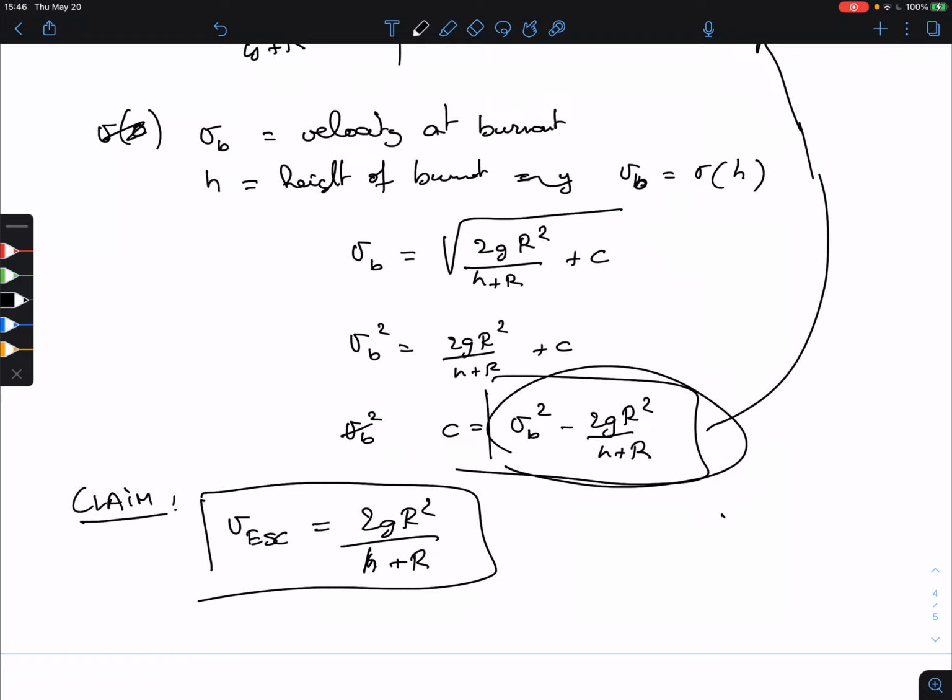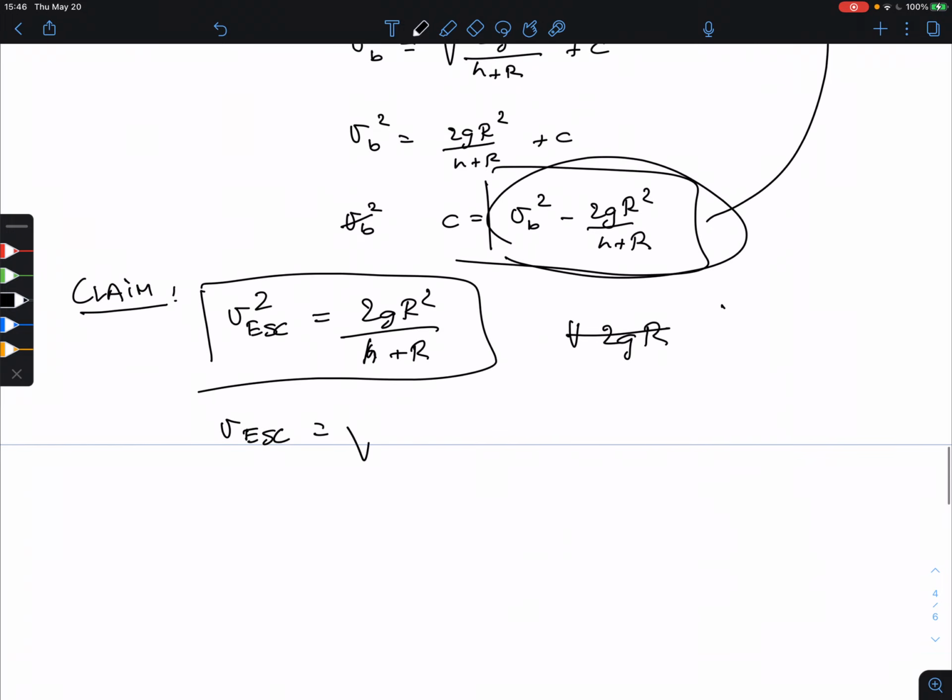when we're dealing, for instance, with the moon, where the atmosphere doesn't really bother us. Then we see that the escape velocity, the square, this is a square, right? We see that the escape velocity would be 2gr. Sorry, v, the escape velocity, is the square root of this thing: 2gr squared over h plus r. Okay?